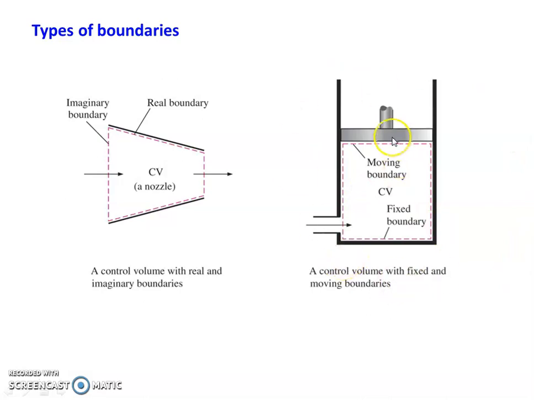This is one classification. Look at this, it is another classification. There is a cylinder and there is some air entry. The piston is reciprocating. So the wall of the cylinder is the fixed boundary, and the red dotted line is the moving boundary when the piston is reciprocating, and the three side walls are the fixed boundary. So the boundary may be a fixed boundary or a moving boundary. There are four types of boundaries: real boundary, imaginary boundary, moving boundary, fixed boundary. These are all the different types of boundaries.